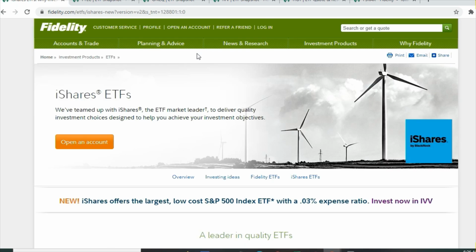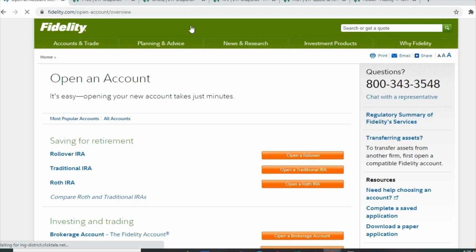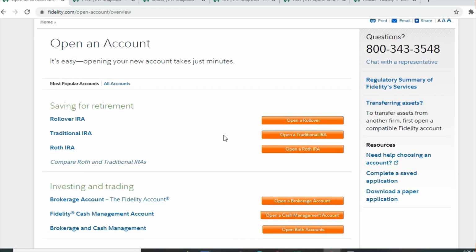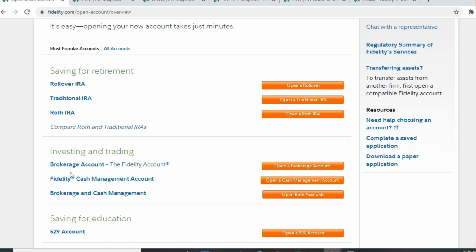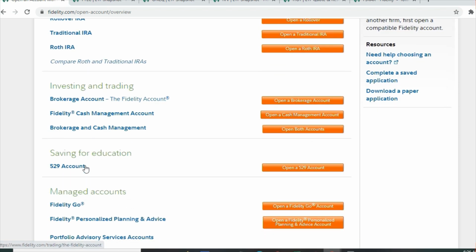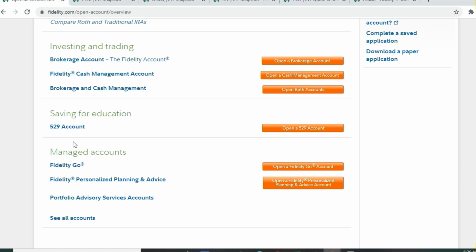Now, if you want to get started with Fidelity and open an account here, you can go up to their website and click on open an account. And it's going to take you through that process here where you want to indicate what type of account you want to own. Now, if you want to own a retirement account with Fidelity, they have some options available. You can own a Roth IRA, a traditional IRA, or you can roll over an existing retirement account to Fidelity. If you'd like to have your assets in a general brokerage or taxable account, you can do that down here with the brokerage account. You can also open up a 529 account to save for your children's education.